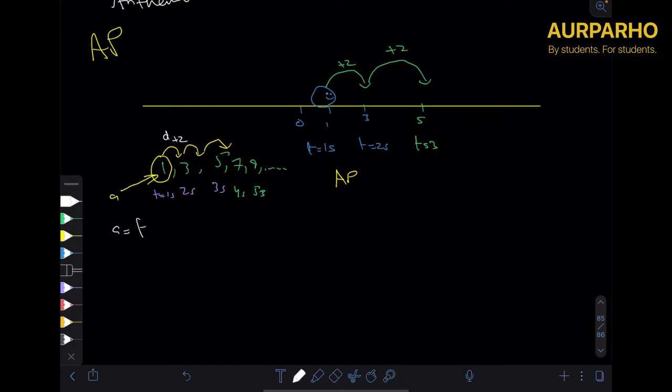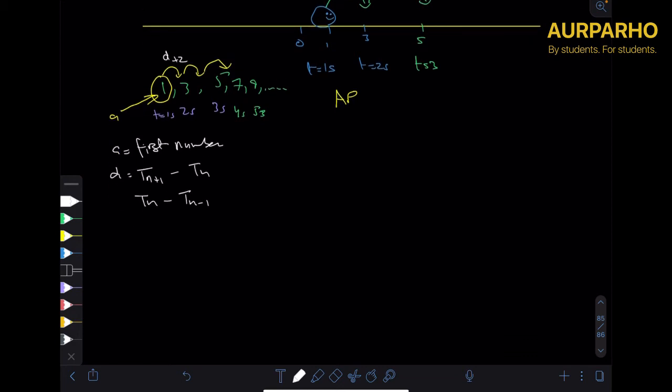So A is my first initial number or my starting point, first number in the series. D is my difference between the two terms. So there is some n plus 1th term. So Tn plus 1 minus Tn, or you could just say Tn minus Tn minus 1. Basically, D is just term minus the previous term. All right. So in APGP, there's just two things to remember. Number one is the term formula. Number two is the sum formula, right?